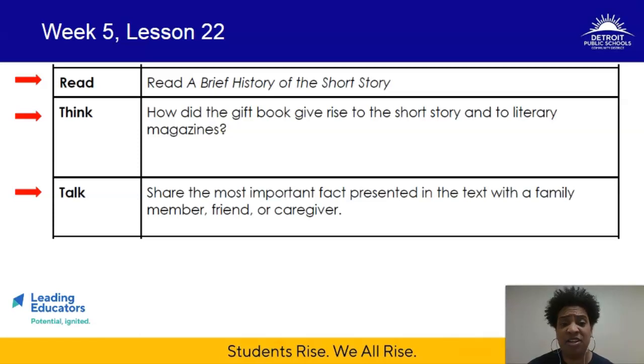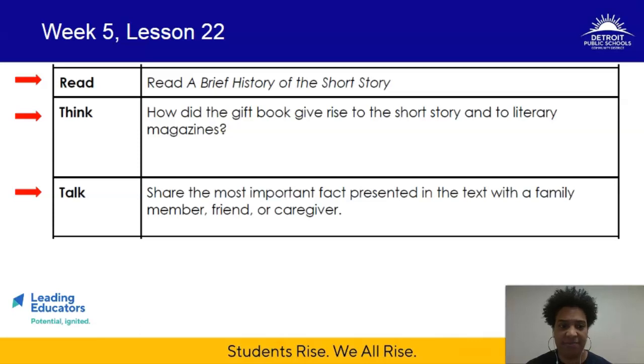This time, it includes the idea of literary magazines as a component that we want to see cause and effect with. In your talk today, you're going to share what you believe to be the most important fact presented in the text with a family member, friend, or caregiver, and provide your reasoning as to why you think it's the most important fact. Always providing evidence from the text.